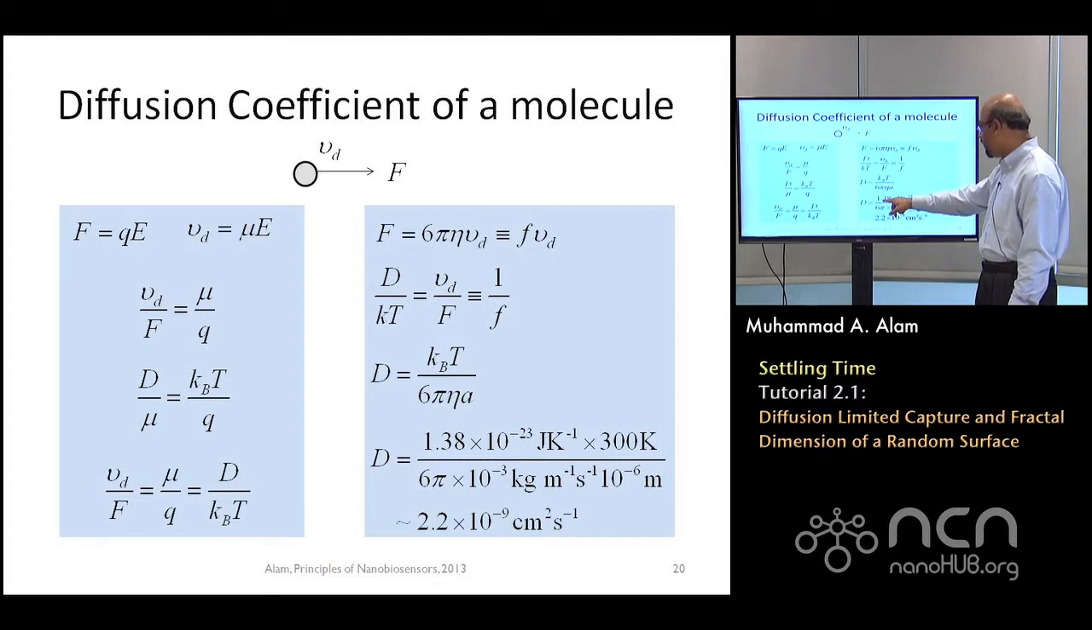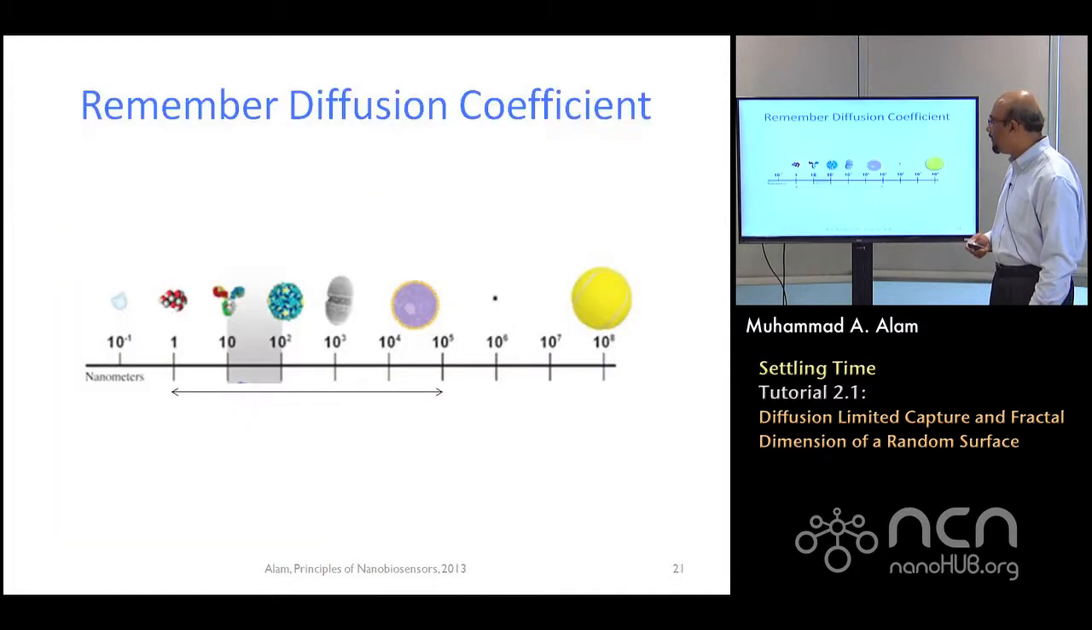kT is known, 1.38 times 10 to the power minus 23 multiplied by 300. A, remember, we are talking about a 1 micron bacteria, so a is 10 to the power minus 6 meters. Eta is known. It is 10 to the power minus 3 kg per meter per second. Put it in, and we get 2.2 times 10 to the power minus 9 centimeters squared per second. So that's the diffusion coefficient of a bacteria. That's how fast it moves around.